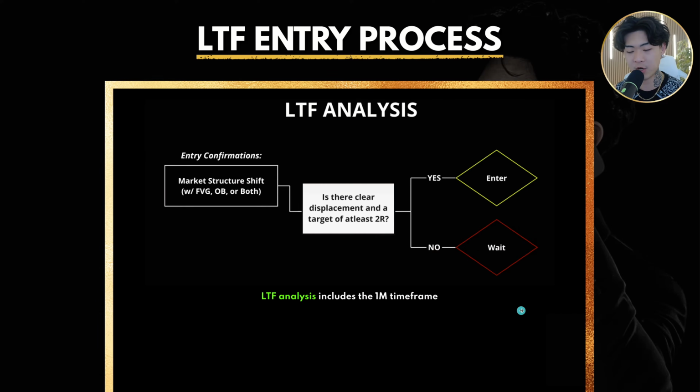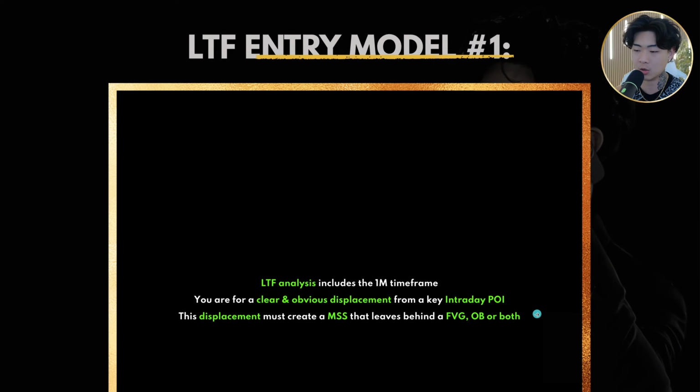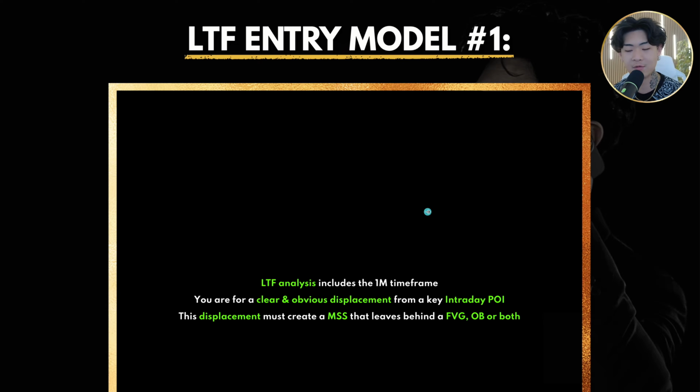So the lower time frame includes the 1 minute, and you're waiting for a clear and obvious displacement from your key intraday point of interest. So that's what you're looking to see from your point of interest, and the displacement must create a market structure shift that leaves behind a fair value gap, an order block, or both. Now, what exactly does that look like? Let's go ahead and take a look. And we're going to hop on the charts after this as well, so we can go over some of these examples.